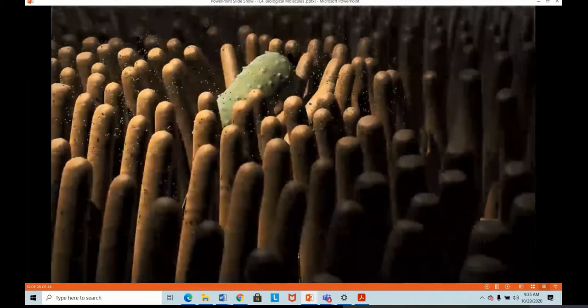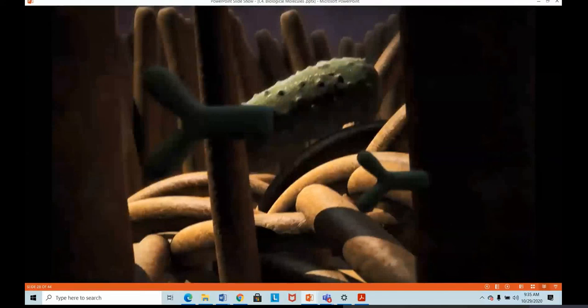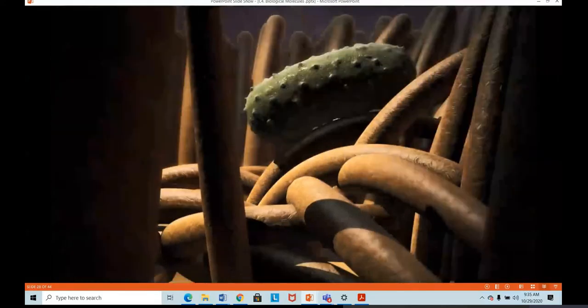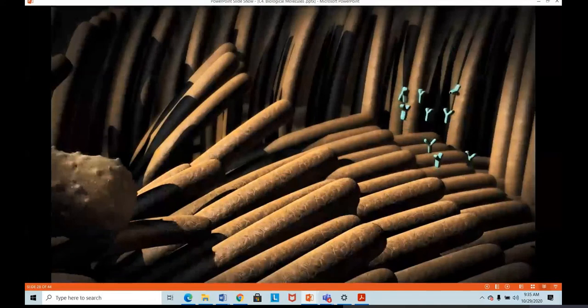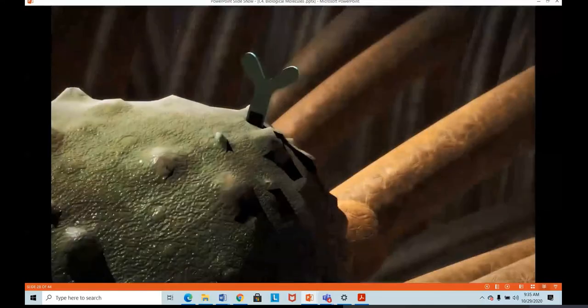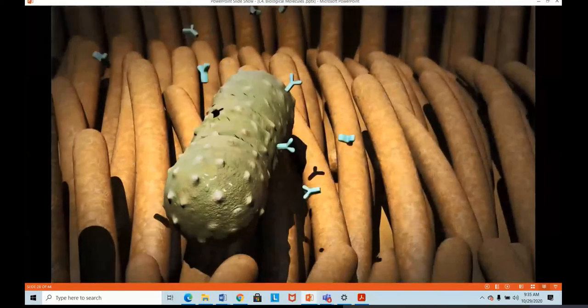A foreign bacteria has invaded. One way the body protects itself is with small proteins called antibodies. These Y-shaped molecules recognize the intruder and bind to its surface at special sites called epitopes. When antibodies begin to cover the bacteria, it is called opsonization.